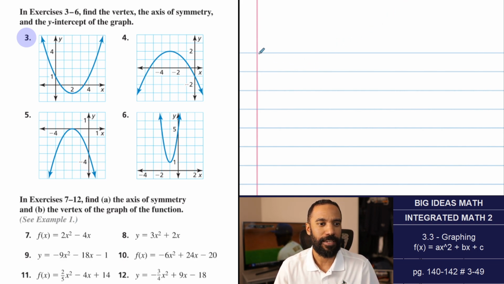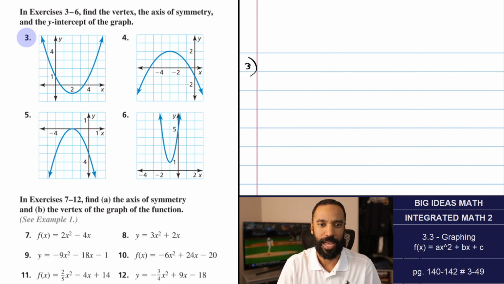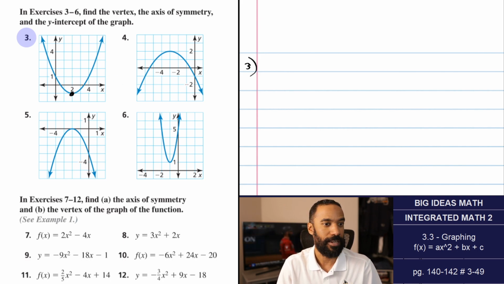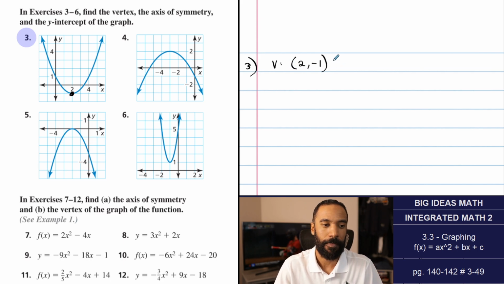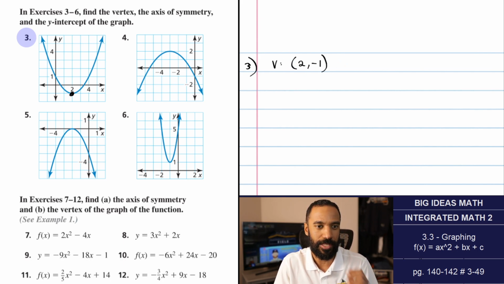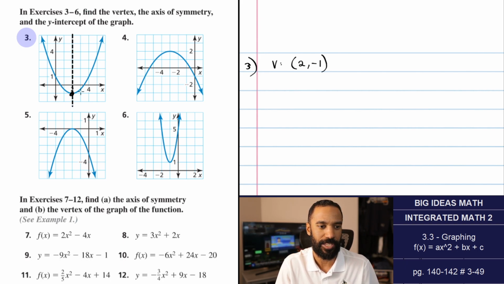Numbers 3 through 6, we're going to find the vertex, axis of symmetry, and y-intercepts of these graphs. So I'm going to land on these graphs and show you what we're talking about. The vertex is the minimum right here where it bottoms out. When they say find it, they're just saying, tell us what it is. So this vertex here is at (2, -1), also the minimum of the graph, if that matters to you. The axis of symmetry is the dotted line that goes through the vertex here. It is an x equals equation.